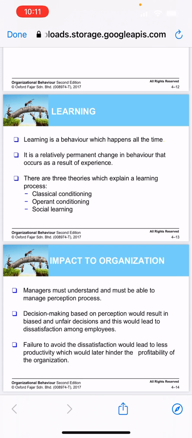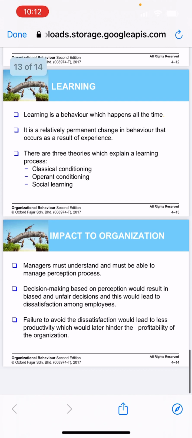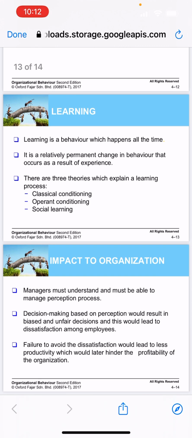So in this case, if we as a manager had promised our employees on certain terms and conditions, we must agree to give whatever we had told earlier. So that's all for our topics for chapter 4.